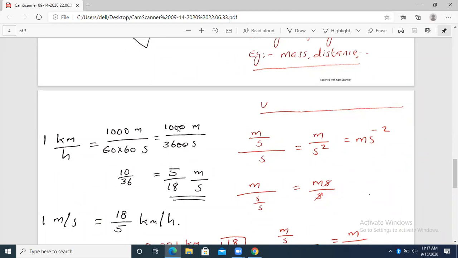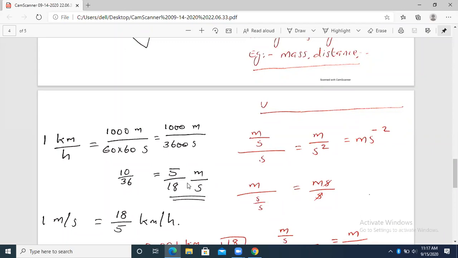Then I reduce it. You can do it on your calculator otherwise. I cut this 20, this 20, we can do it mathematically. Then 10 by 36 remaining. Then 10 by 36 we can write 5 by 18, no problem. So if you get a value in kilometer per hour, and you want to change it to meter per second, you just multiply with 5 by 18. You will get that value in meter per second.